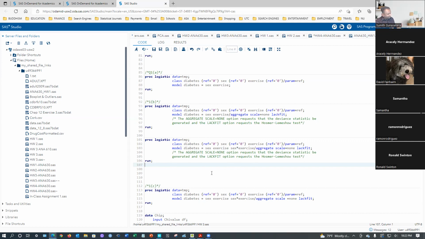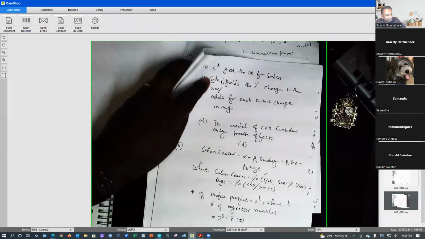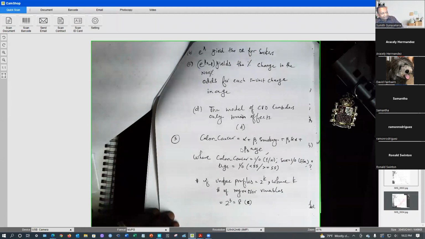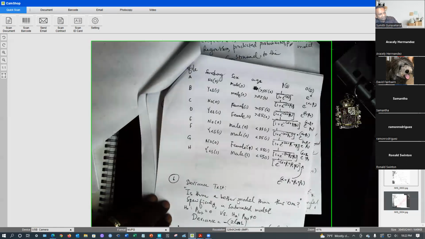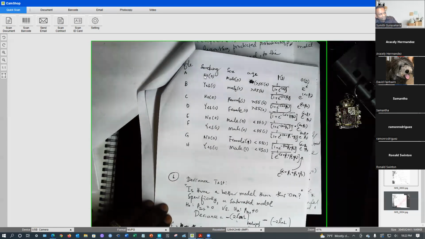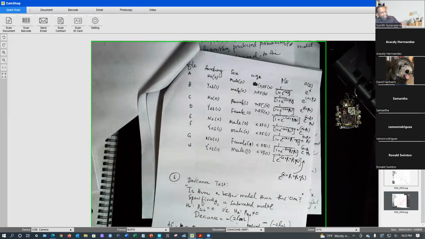Let me show you another one, with more interaction terms. Something like this. Let's see. Okay. See, colon cancer, alpha means beta naught, beta 1, smoking, sex, age. See, how many profiles? See, the number of regressor variables. Age should be there. So the profiles are built up like this. See, the smoking, and this one gender. 0, 0, a certain age greater than 55 and less than 55.